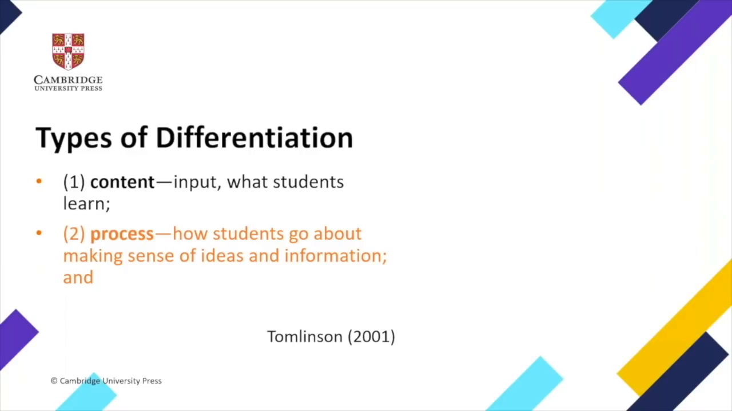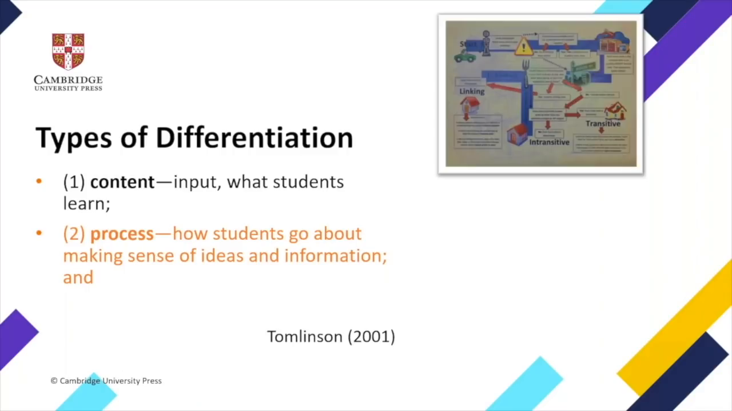The second type of differentiation is in process. Process is how students go about making sense of ideas or information. So what they're learning is the same, but how they go about learning is different. In a linguistics course that I taught, where I was training teachers in grammar and syntax, we needed to identify and differentiate between 7 different sentence types. And we were looking at things like intransitive verbs and transitive verbs and linking verbs.